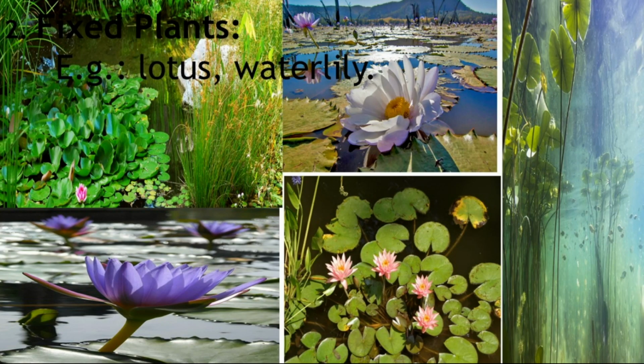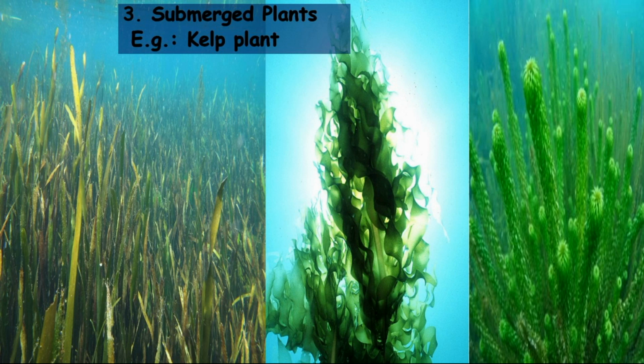Fixed plants. These plants grow on the surface of the water body, but their roots remain fixed to the waterbed. The leaves of such plants are broad, thick, and fleshy. They have a wax coating that prevents them from rotting. Lotus and water lily are some examples of fixed plants. Submerged plants. These plants grow completely underwater. Kelp is an example of an underwater plant.